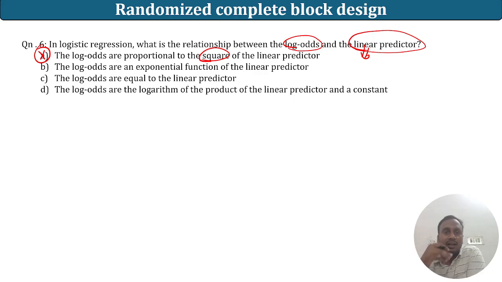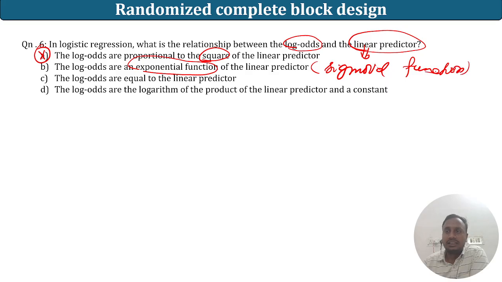Next: the log odds are an exponential function of the linear predictor. No, it's a sigmoid function. It's a form of function, but it can't be the exponential of the linear predictor. So again we have to eliminate it. Log odds are equal to the linear predictor. Yes, as I told, logistic regression is nothing else but a log function with the linear regression. So this is the answer.